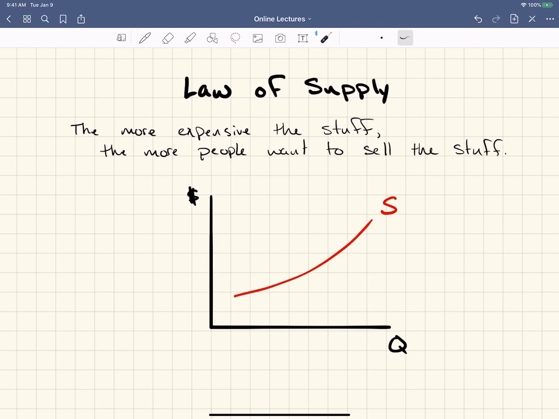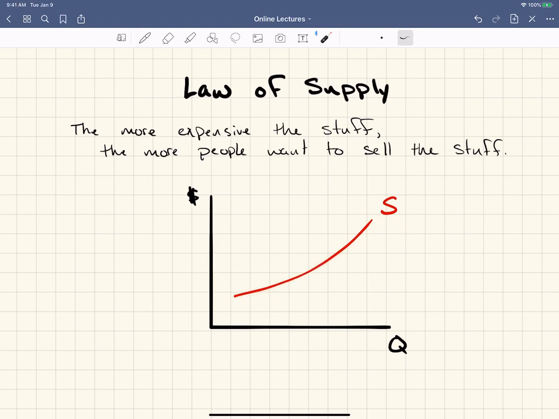Okay, so this is the basic law of supply. The more expensive the stuff, the more people want to sell it. The higher the price, the more people want to sell it. As the price goes down, then less people want to sell the stuff. This is a direct relationship, which is what causes the line to go up. As it moves up this way, because as price goes up, quantity also goes up, right? Which gives this the direct relationship shape.